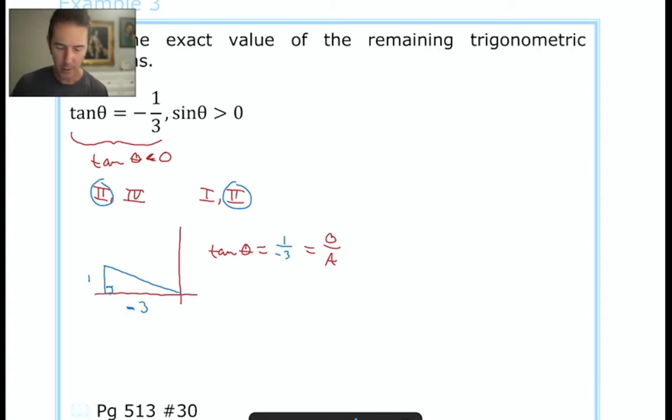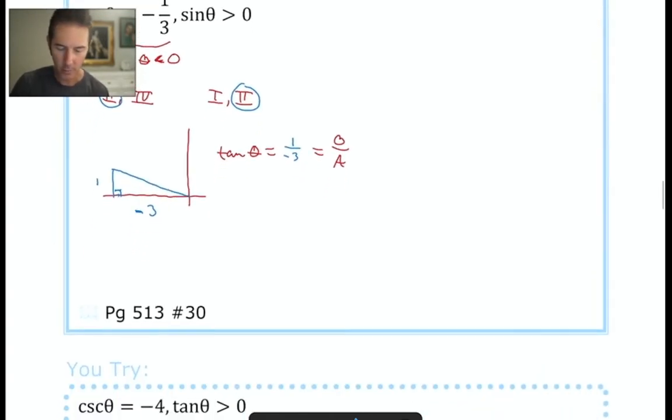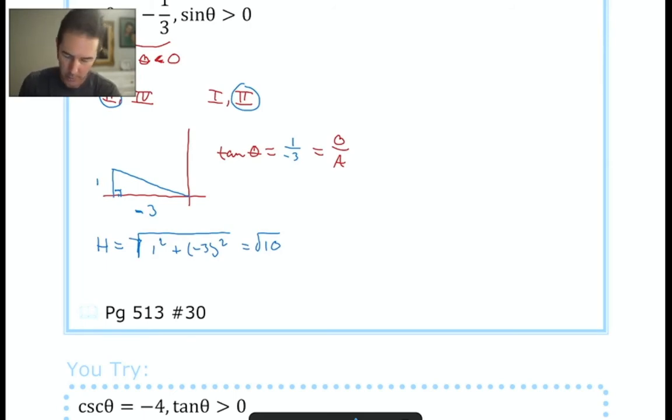Then I have to do the Pythagorean theorem or use the distance formula in order to figure out my r value, or my h value. I'm going to label it as h instead of r. My hypotenuse is equal to the square root of 1 squared plus negative 3 squared, which is equal to the square root of 10, which cannot be simplified. So I'm going to then just go back and write in the square root of 10 into my diagram.